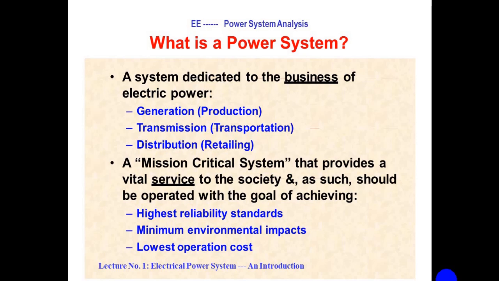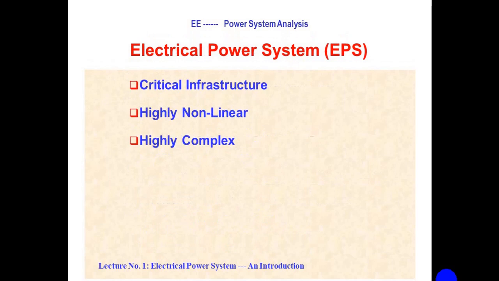It is a mission critical system, which provides a vital service to society and as such should be operated with the goal of achieving the highest reliability standards, minimum environmental impact, and lowest operating cost. So these are basically the requirements, or you can say these are the goals that should be achieved in the power system.